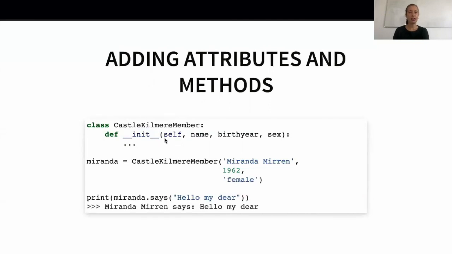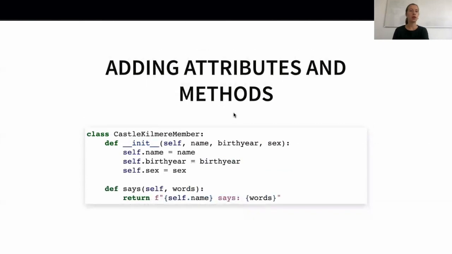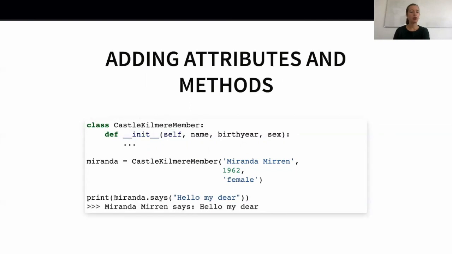Note that the first argument of the init method is called self. It points towards an instance of the class whenever the method is called. We also added a method called says, which adds behavior to our class. In this case, it allows our Castle Kilmere member to say something. So when calling Miranda.says, hello, my dear, Miranda will talk to us.